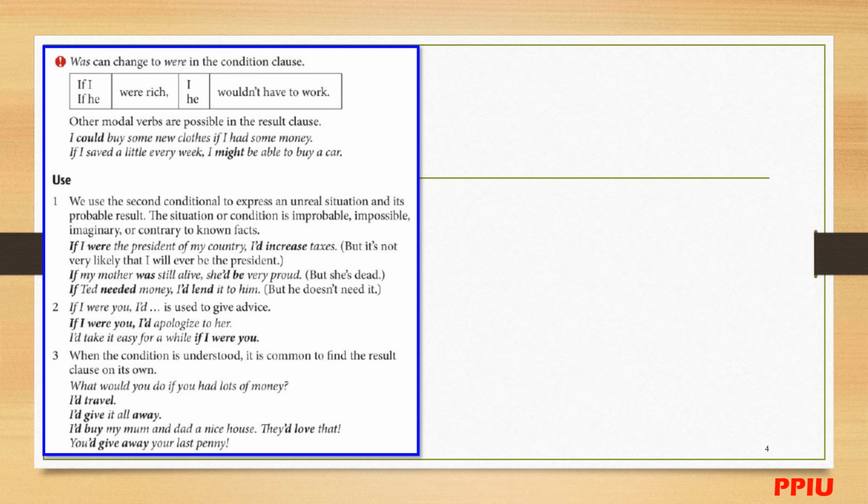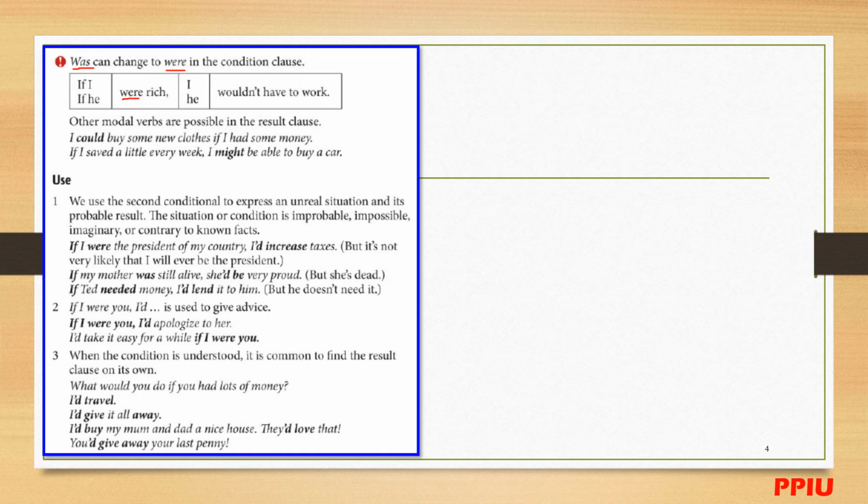Okay, in Khmer, so was can change to were in the conditional clause. Like if I were rich, I wouldn't have to work, if he were. You can normally use I was or he was. But in this case you can use that one.